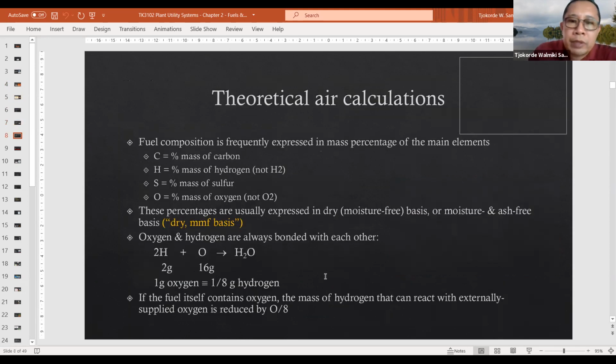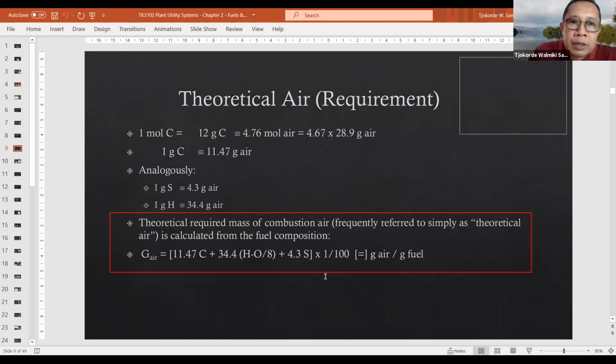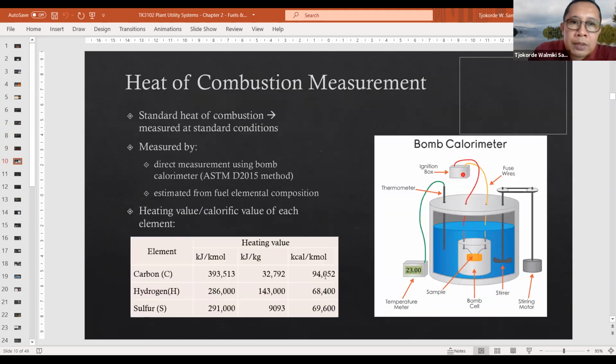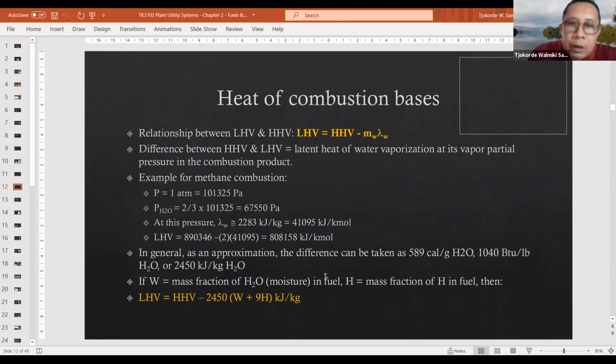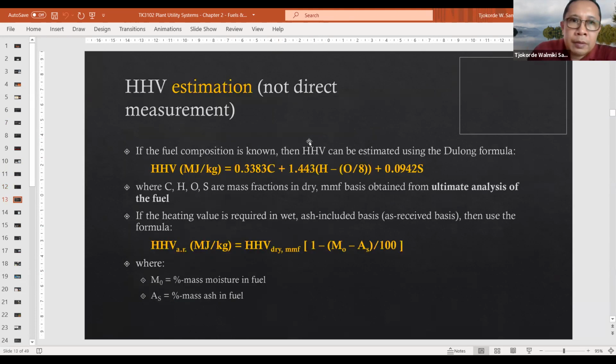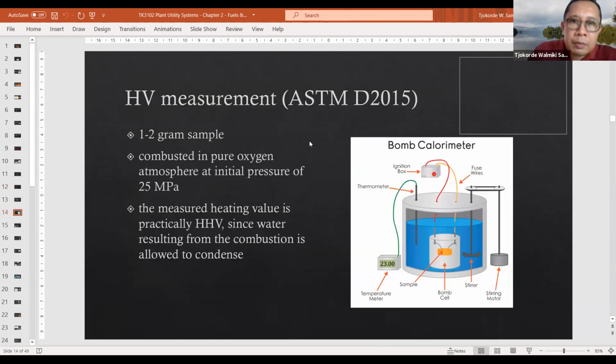Combustion stoichiometry, I think that's pretty straightforward. Nothing surprising there. How we measure heat of combustion, how we state the heat of combustion, has been some source of confusion. How we calculate the lower heating value and higher heating value. How we measure heating value using a bomb calorimeter.